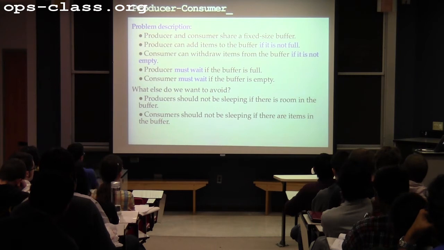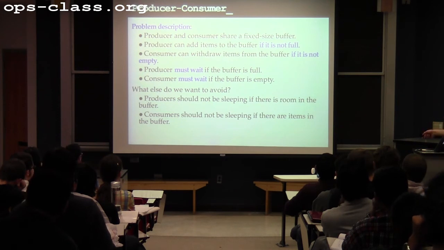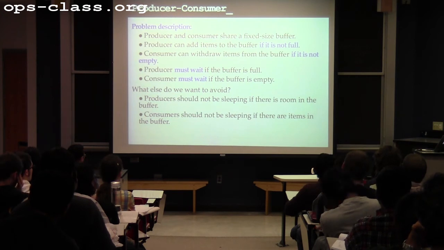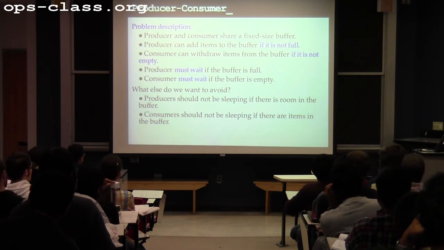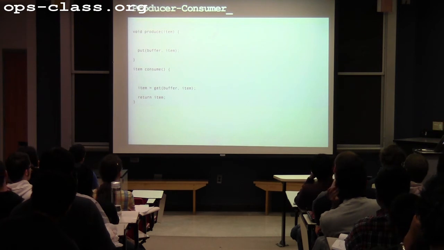So, this is when you start thinking about these problems, right? One thing that's important, as well as identifying the shared state and trying to figure out what your requirements are, is looking through and thinking about everything you want to avoid, right? So if there's room in the buffer, I don't want producers to be asleep. As soon as there's room in the buffer, I should use it, if there are producers waiting to use the buffer. Similarly, if there are items in the buffer, I should not have consumers sleeping, right? As soon as there's something in the buffer, the consumer or a set of consumers should wake up to use it, right?